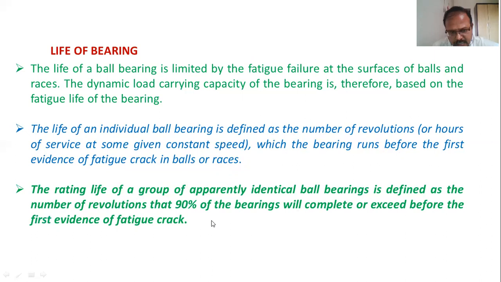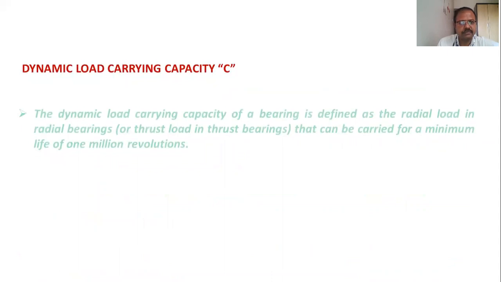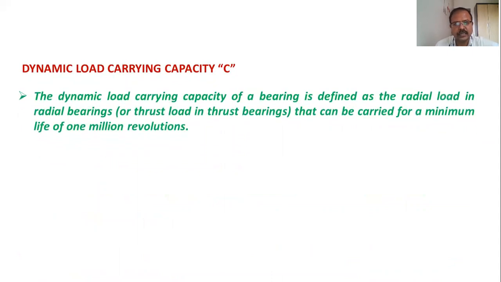The rating life of bearings is generally denoted by L10 or B10. In many books, you will find the term L10 used for the rating life. Rating life is also the minimum life of the bearing. So we will denote it by L10 for number of revolutions and L10h for number of hours. Based on this rating life, we will talk about the dynamic load carrying capacity C.